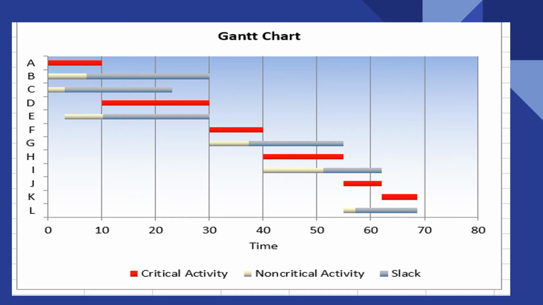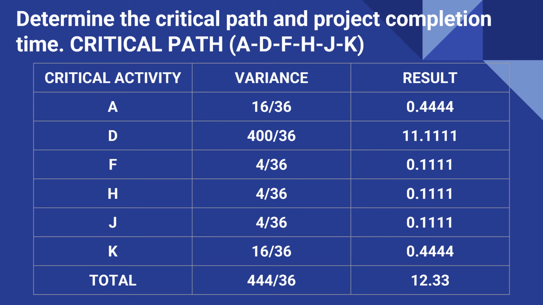Okay, so this is how our PERT Gantt chart would look. The red ones are the critical activities, and we have blue for the slack activities. The activities with slack are the ones we can still crash if we permit crashing. So that is our PERT Gantt chart, and our critical path is again A, D, F, H, J, K.